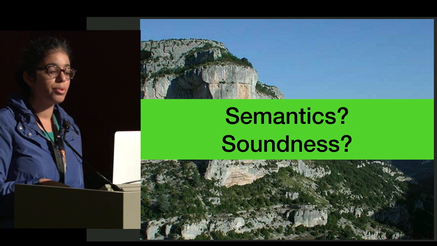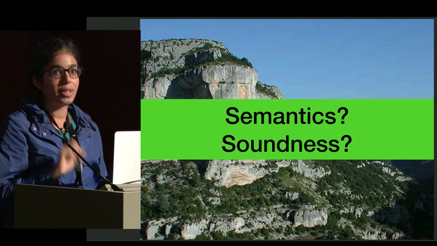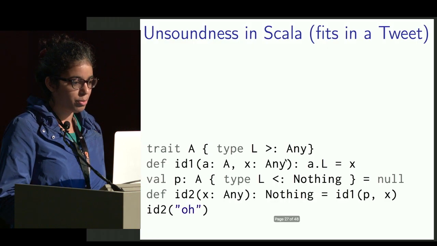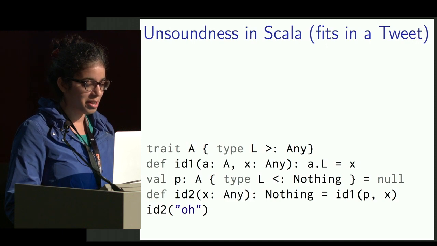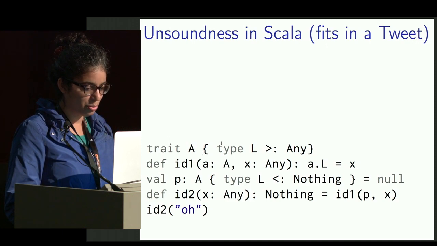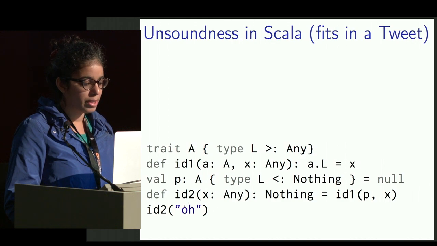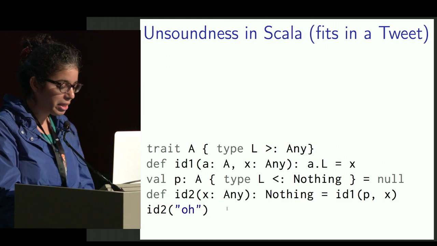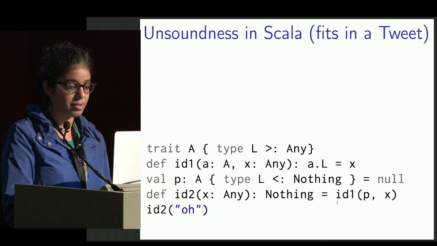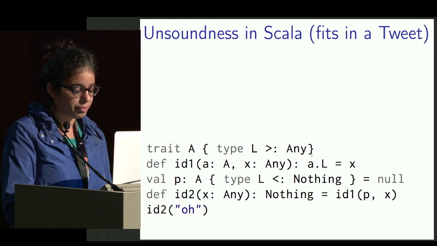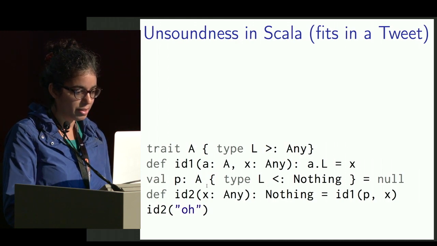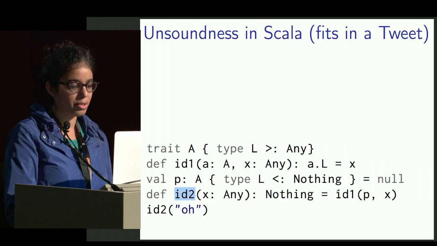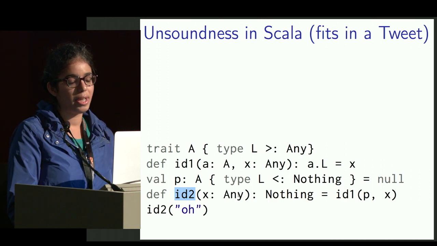Okay, so now the question is, what about semantics and soundness? So what we want to show then is that if our program type checks, we won't get certain kinds of errors. And let's look at what happens in Scala. So here is a very short program that when you run it, it will actually end with a runtime cast exception. And that's a bit strange because we're not using any casts in this program. So what happens is that here we have this function id2, which if you trace what goes on is really just an identity function, but it allows you to convert from anything to nothing.